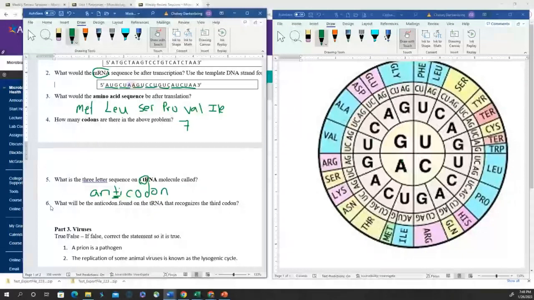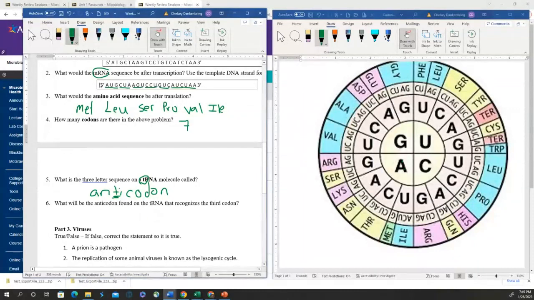So I could ask you something like this. What will be the anticodon found on the tRNA that recognizes the third codon? Well, people always make this a lot harder than it needs to be. So the first thing you want to do, Andrew, you've done this faster than me. Ooh, you tell us what is happening here. Okay, hold on. Let's try this again.